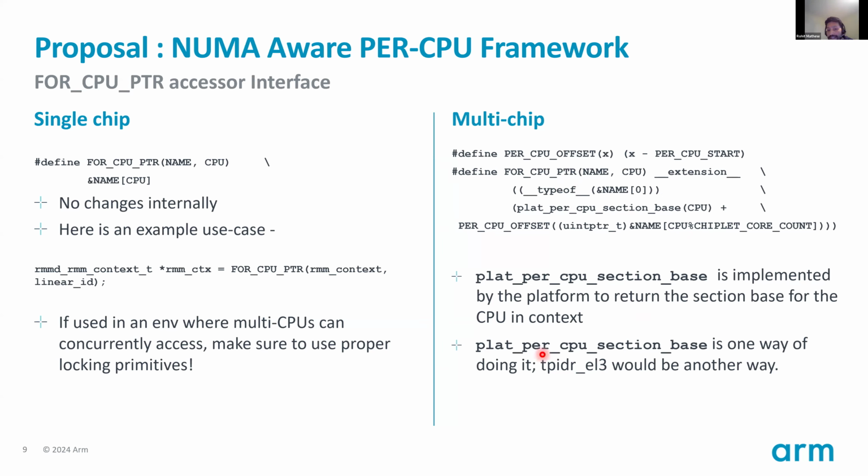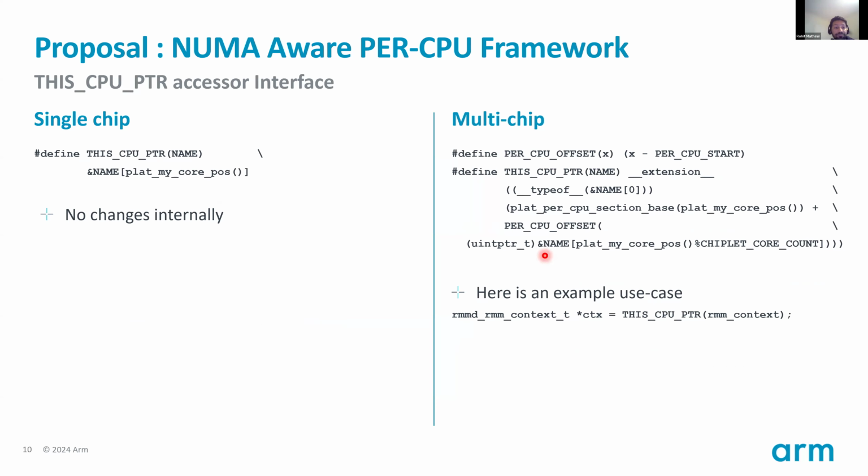Just want to highlight that we're talking about a case where the platform implements a particular function called plat per-CPU section base. There's a better way to do it using TPIDREL3. We'll touch that in the optimizations, but at least for the simple design, we think of it as a case where the platform is going to return back the address for the section where we place the per-CPU for NUMA nodes.